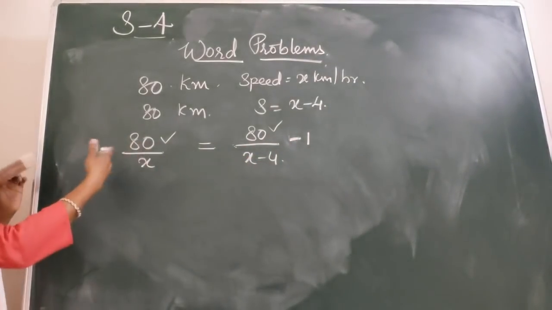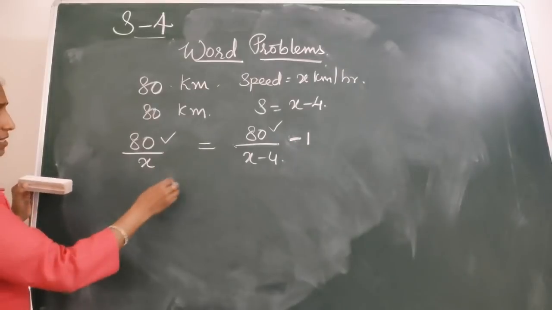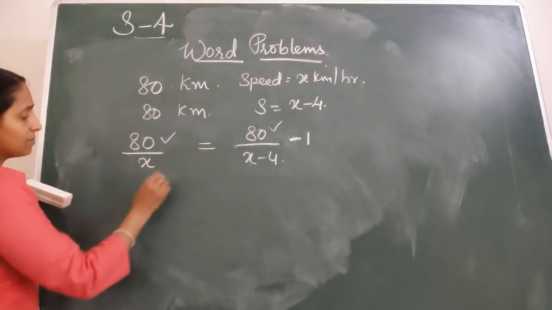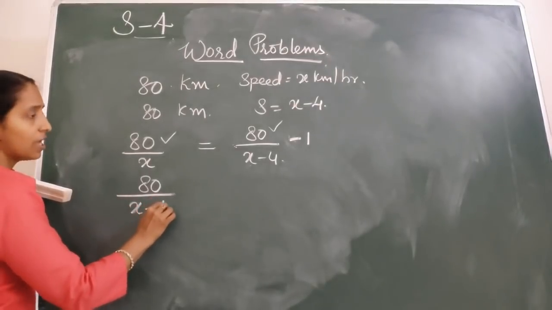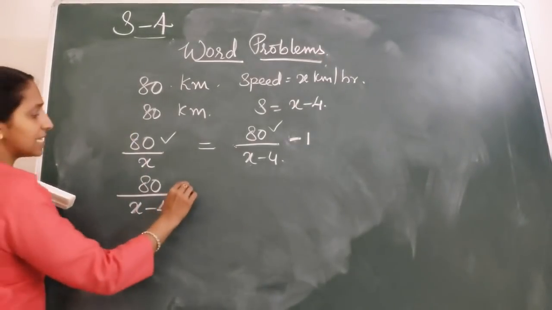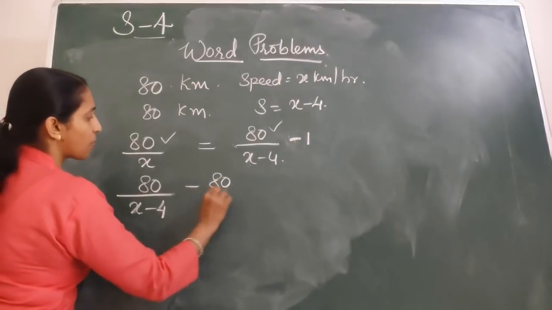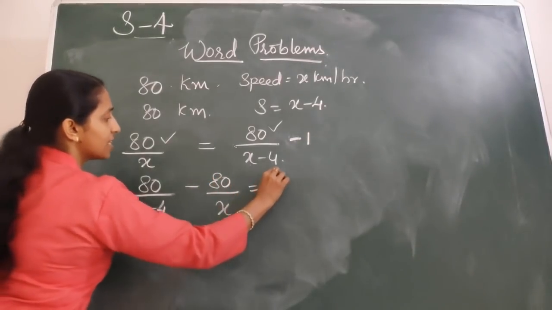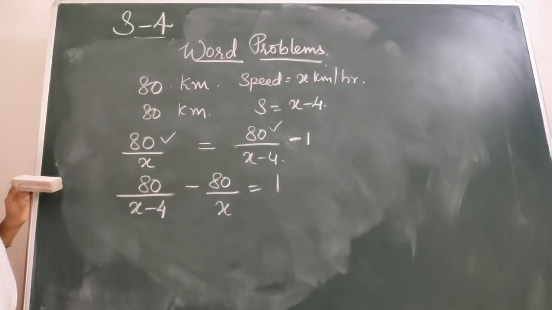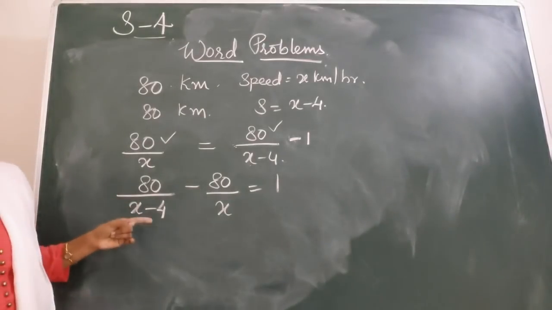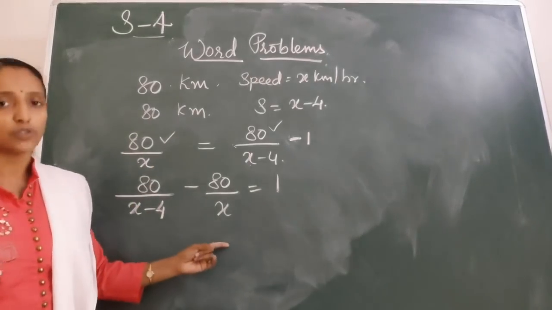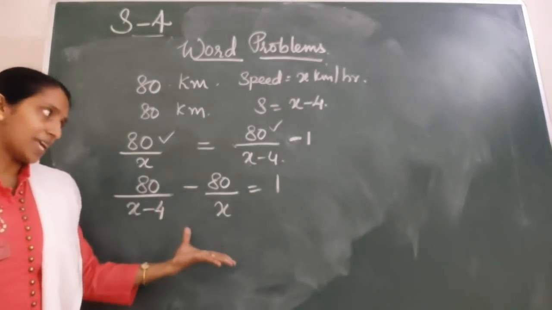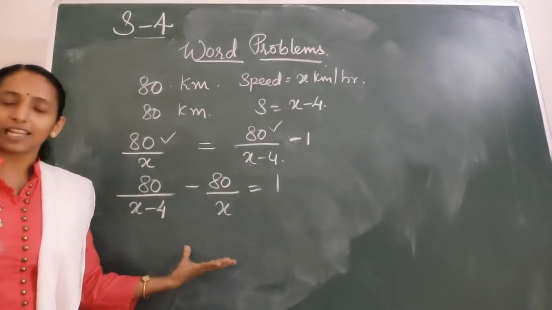So again you can connect it. How will you connect it? This case takes more time, so at first it will be 80 upon x minus 4. And the second case takes less time, minus 80 upon x. And the difference between the times is given as 1 hour. So this is the condition as I have told you. According to the question we have to make this condition. If you make the condition correctly, there is no problem.